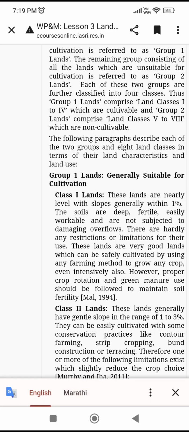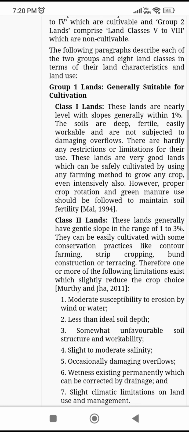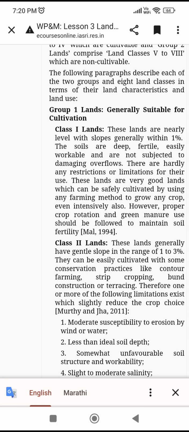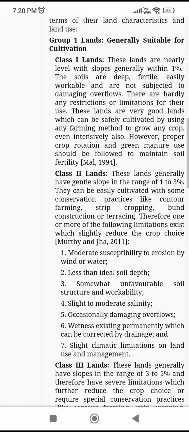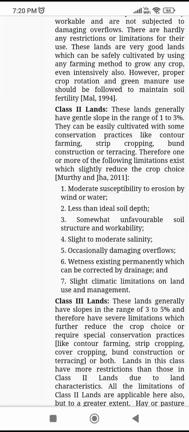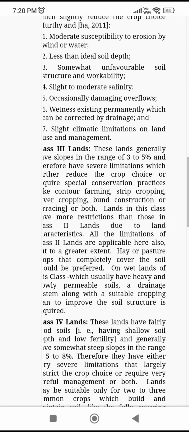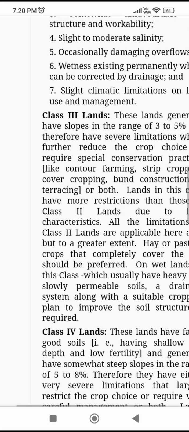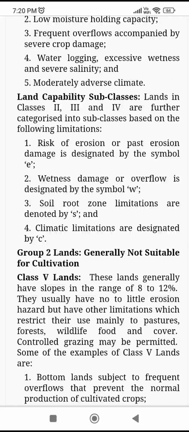Group 1 lands comprise land classes 1 to 4, which are cultivable, and group 2 lands comprise land classes 5 to 8, which are non-cultivable. So 1 to 4 are cultivable, and 5 to 8 are not cultivable. For detailed information, you can go through class 1 lands, class 2 lands, and class 3 lands. Subclasses: this is an important point, land capability subclasses. Lands in classes 2, 3 and 4 are further categorized into subclasses based on the following limitations.